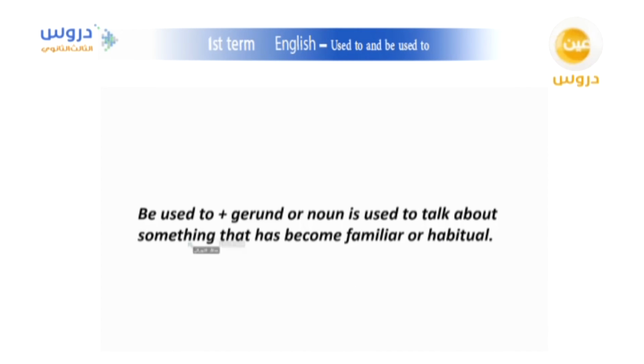Okay. Be used to plus gerund or noun is used to talk about something that has become familiar or habitual. So we use to plus gerund. What is gerund? Gerund, it means adding what? An ing. So plus an ing. Great. An ing to the verb. So this is the gerund. So used to plus gerund or noun is used to talk about something that has become familiar or habitual.